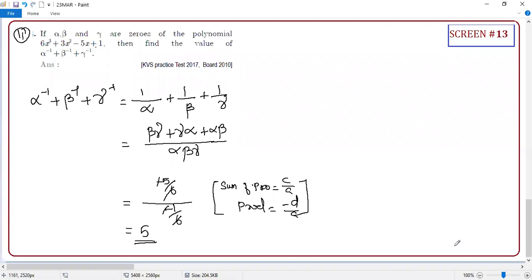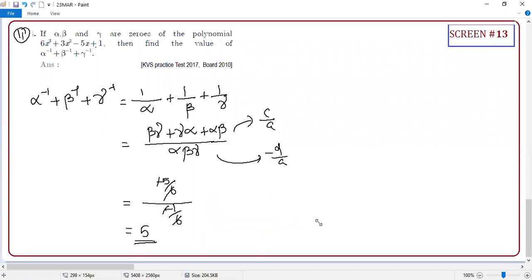Any doubts from anyone? No, sir. If you find this formula, you can write it here also: it is C by A and it is minus D by A. This way also okay, right or not? But you should know what C and D are, correct or not?